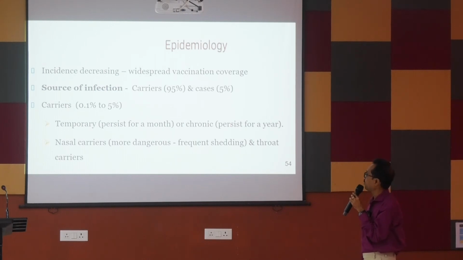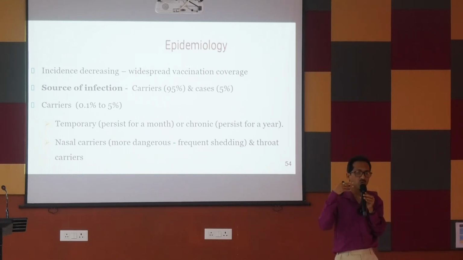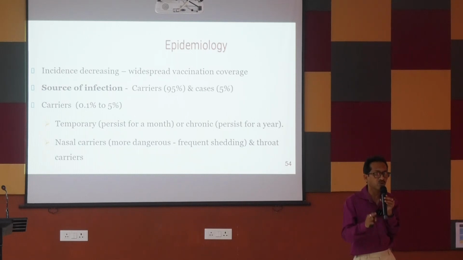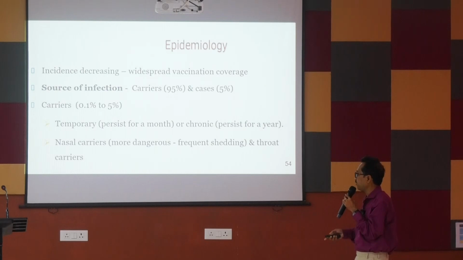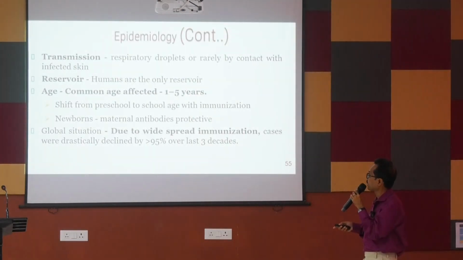Incidence decreasing with widespread vaccination. The source of infection is cases and carriers. Now what are the types of carrier? It may be a temporary carrier or a chronic carrier. It is chronic when it persists for more than a year; if it is less than a year, it is called a temporary carrier. The most dangerous carriers are nasal carriers and throat carriers.